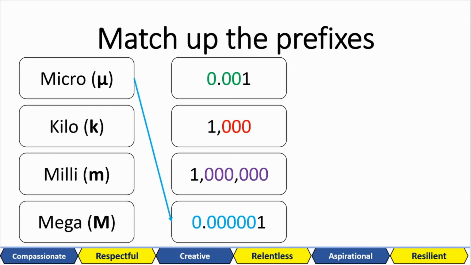Micro is the smallest of these with 6 zeros in front of your first significant number. Kilo, as we should know, is 1,000. Milli is 1,000th of a meter, so there's 3 zeros in front. Mega is the largest of these and is 1,000,000.